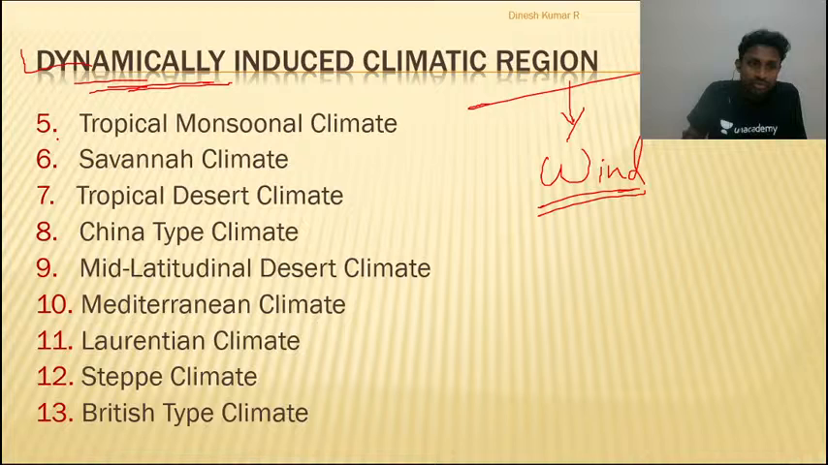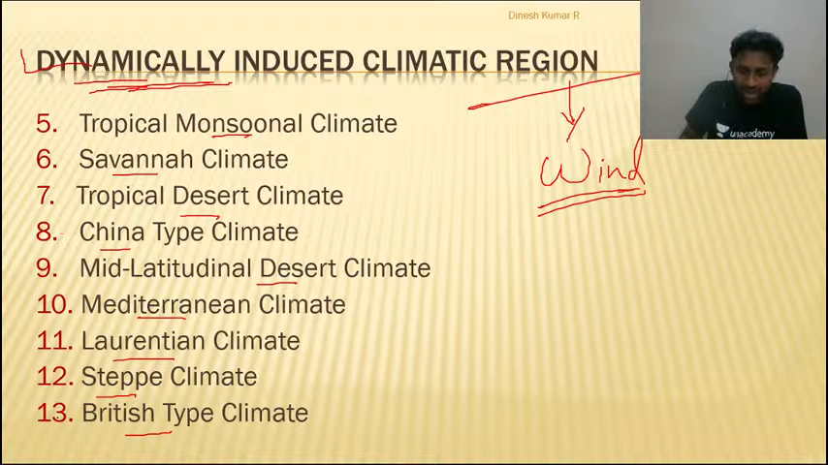Now, out of these 9 world climatic regions, that is tropical monsoon, savanna, tropical desert, China type, mid-latitudinal desert, Mediterranean, Laurentian, steppe and British type, I will again be subdividing them into 3 groups. What are these 3 groups?